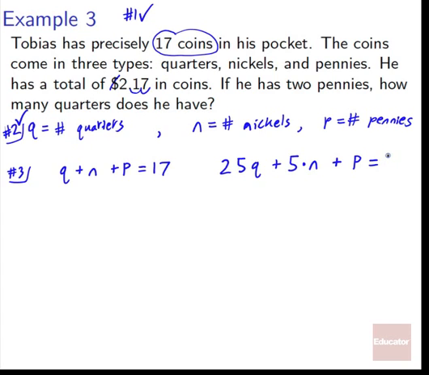In this case, we know how many cents he has. He has 217 cents, $2.17 is the same thing as 217 cents. We are thinking about this in terms of cents. That way we just don't have decimal numbers. Finally, do we have any other information?